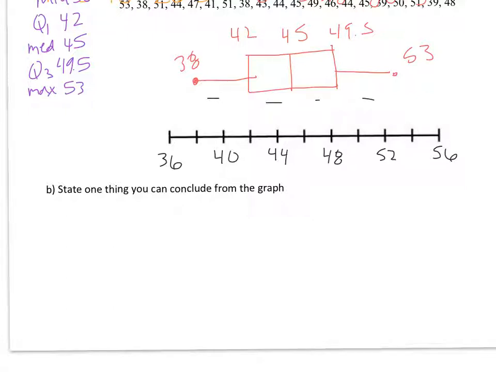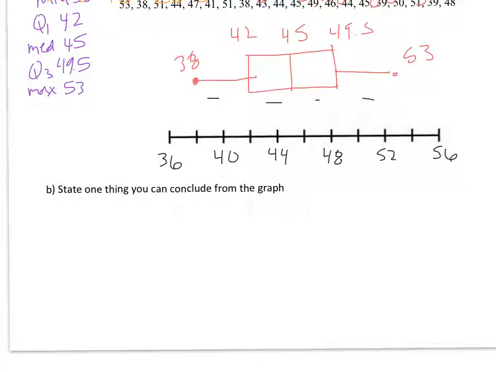So I could say the data is pretty evenly spread out. I could say the range of temp is 15 degrees. If I did 53 minus 38, that would give me the range is 15 degrees. I could say 25% of the data is in between 38 and 42, or 25% of the time the temperature is between 38 and 42, 25% of the time the temperature is in between 42 and 45, 25% of the time is between 45 and 49, things like that.